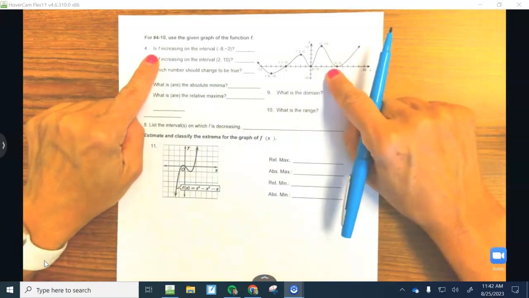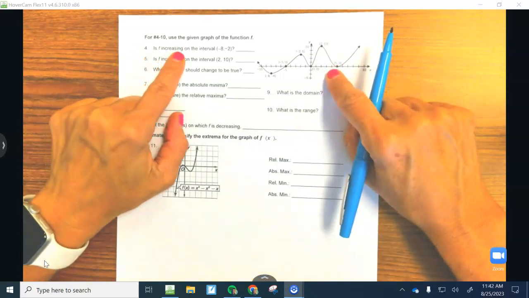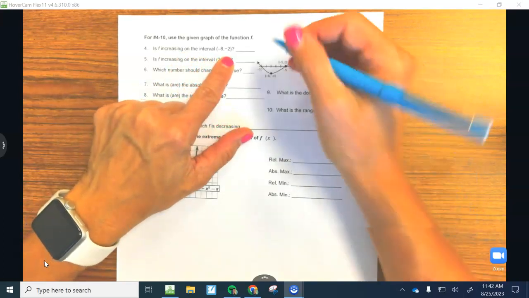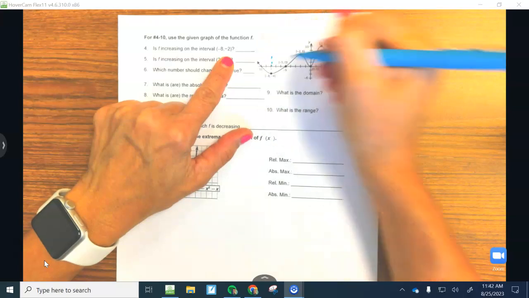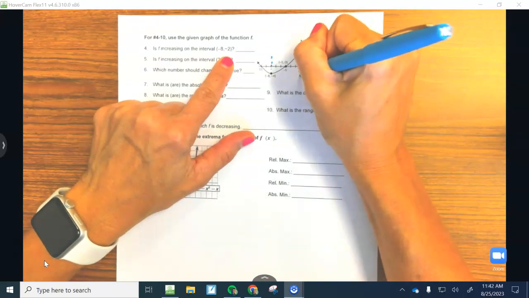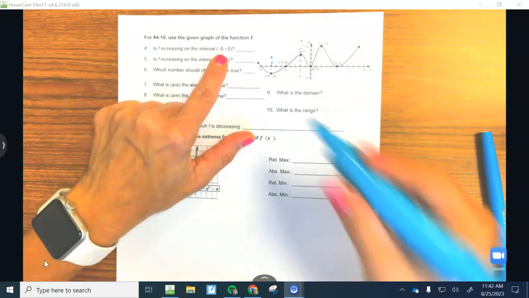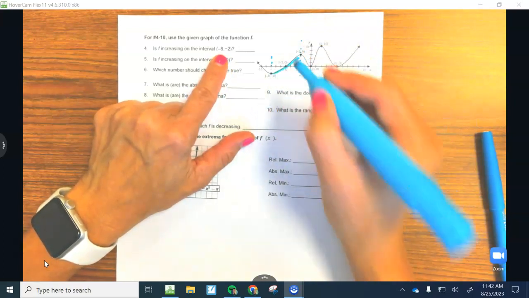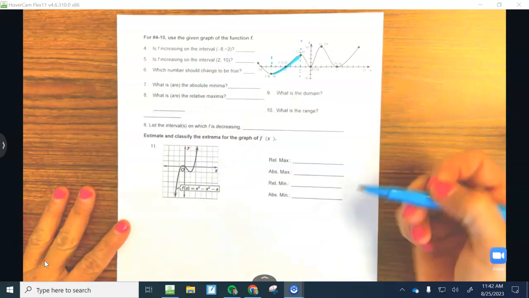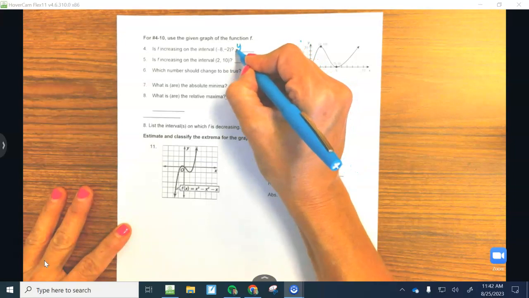All right, here we go, guys. This is function f. Is f increasing on the interval of -8 to -2? So here's -8, here's -2. Now, does this graph appear to be increasing? Absolutely. I just moved my highlighter to a higher part of my paper. So yes, we're going to write yes.